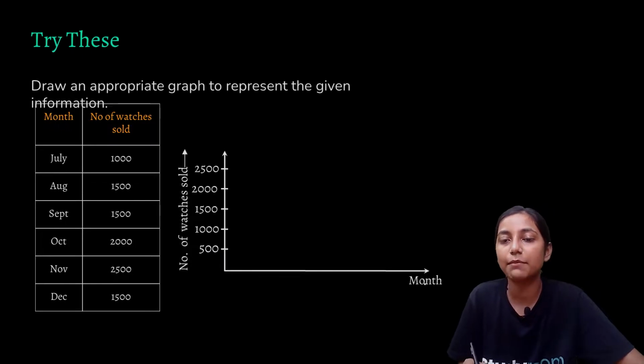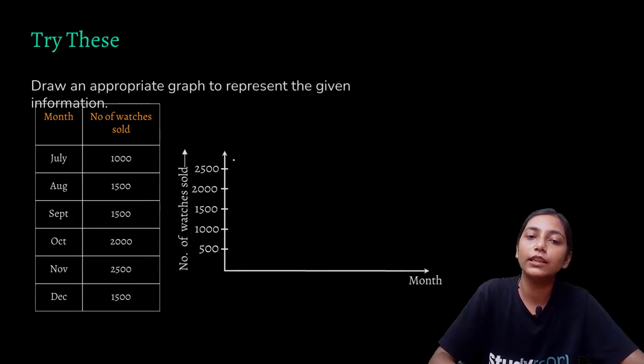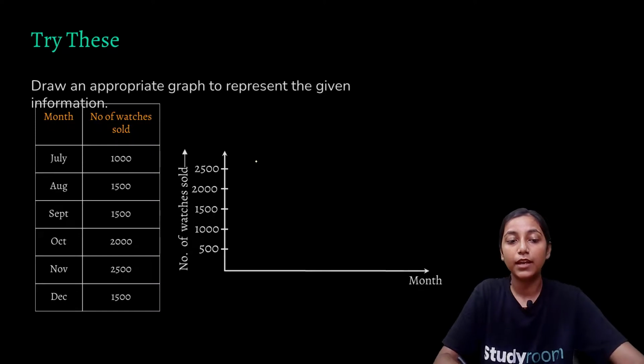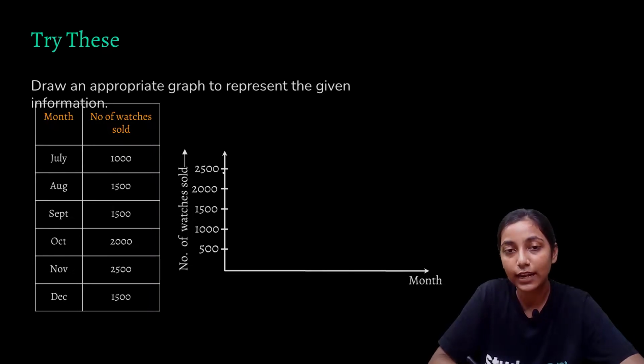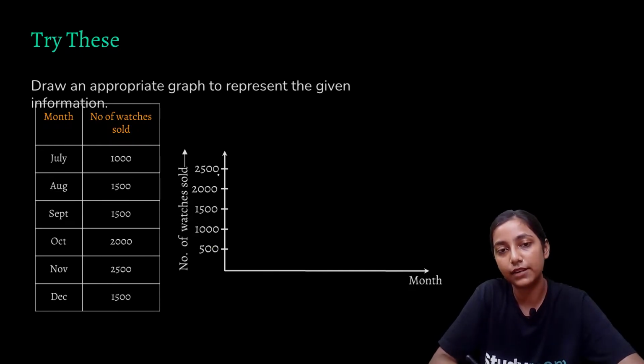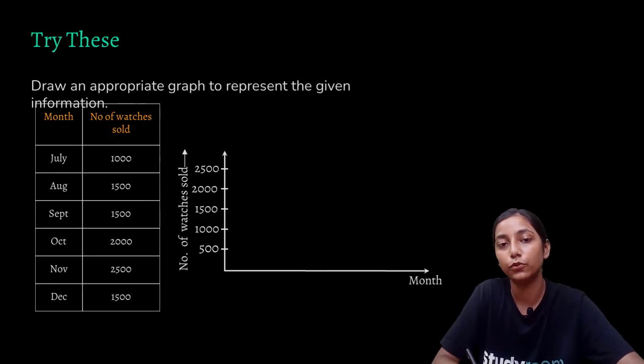So on the x-axis I am writing the months, whatever these months are, and the number of watches sold on the y-axis, 500, 1000, 1500, 2000, 2500. You need to focus on the gap that you are taking, the difference in the number of watches should be the same. So I'm taking a difference of 500 every time, right? 500, then 1000, then 1500, 2000, 2500. It depends on what the values provided to us are. So that is how much the scale should be.